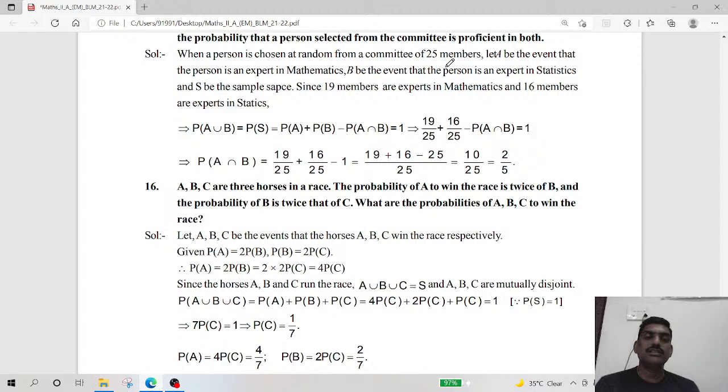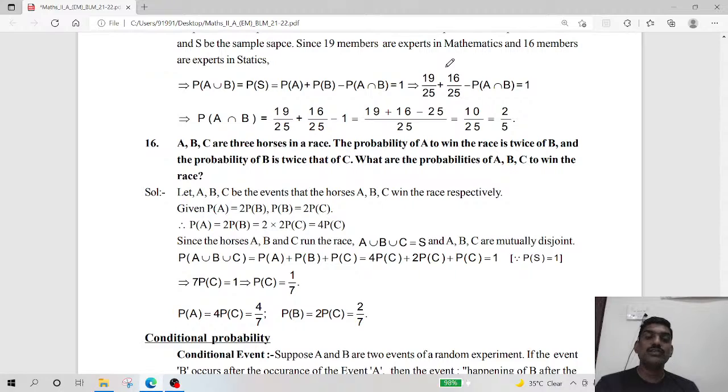A, B, C are 3 horses in a race. The probability of A to win the race is twice that of B, and the probability of B is twice that of C. So P of A is 2 times P of B, and P of B is 2 times P of C. Finally, P of A is equal to 4 times P of C. Since the horses A, B, C run the race, A union B union C is equal to S. Then apply the formula, and we can get P of C is equal to 1 by 7. Then P of A and P of B we can also get.